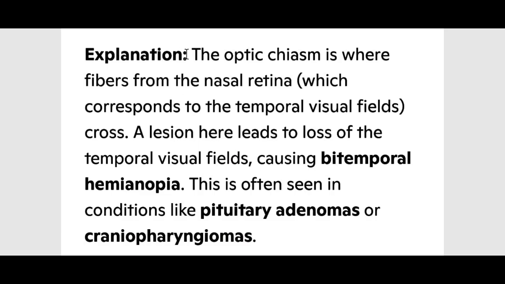Explanation: the optic chiasma is where fibers from the nasal retina, which corresponds to the temporal visual fields, cross. A lesion here leads to loss of the temporal visual fields, causing bitemporal hemianopia. This is often seen in conditions like pituitary adenomas or craniopharyngiomas.